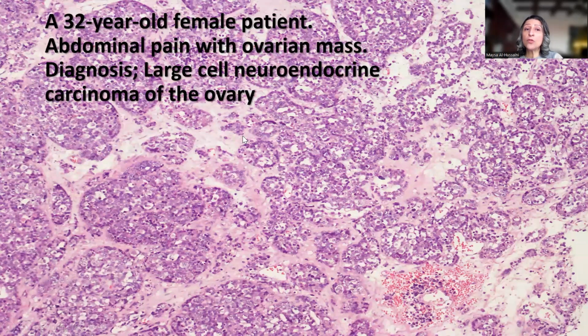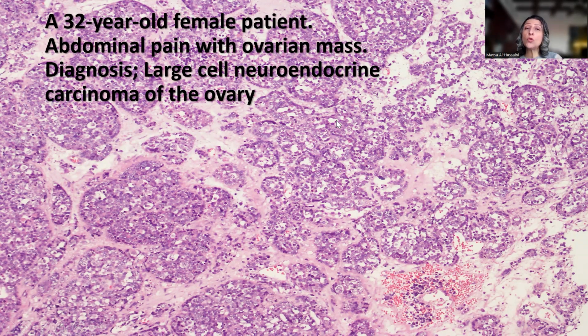Now, large cell neuroendocrine carcinomas in general of the ovary or of the female genital tract are treated like other neuroendocrine carcinomas in the rest of the body. The patient received appropriate chemotherapy, and there is evidence of shrinkage of the mass in response to the treatment.